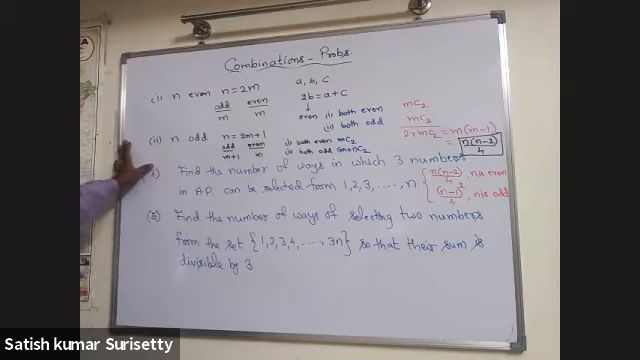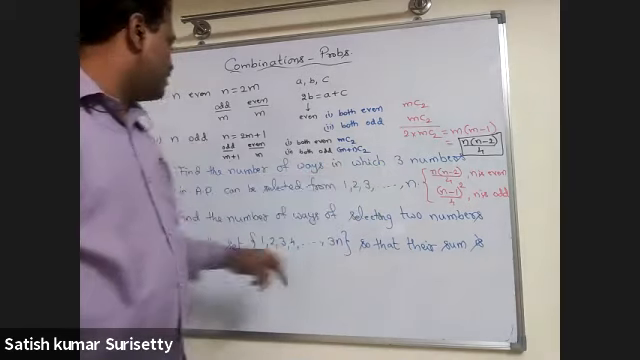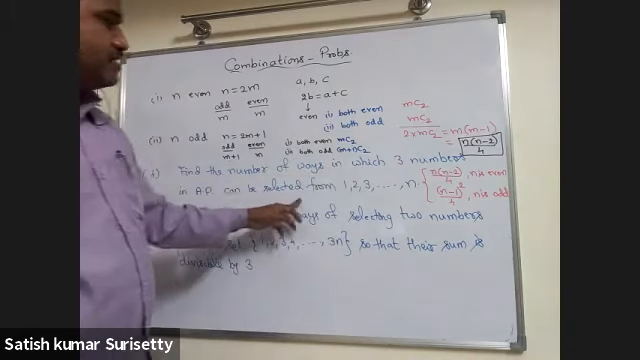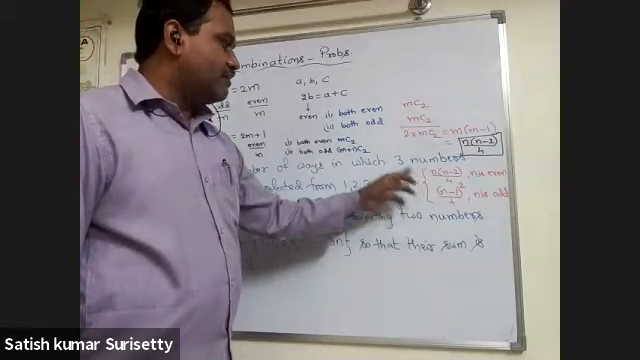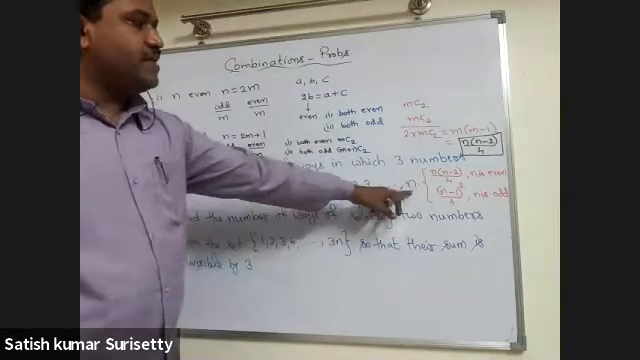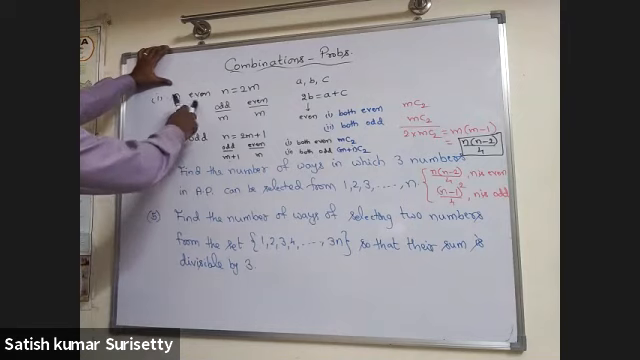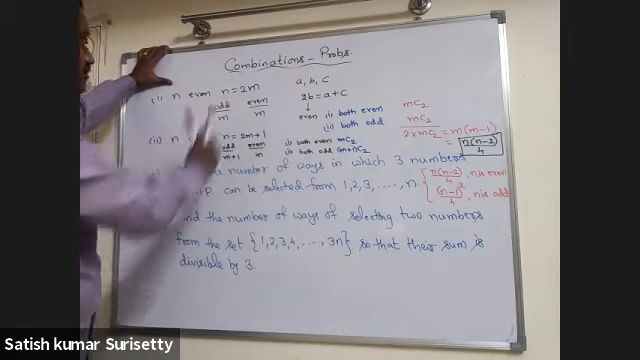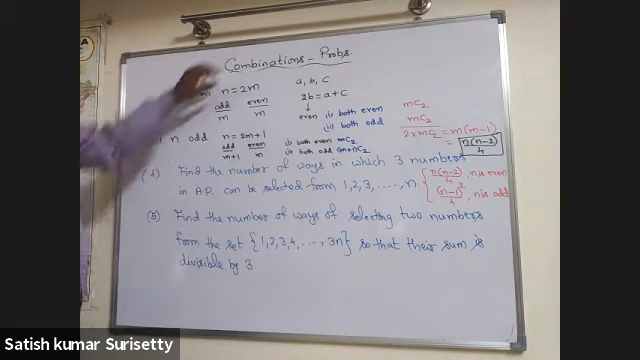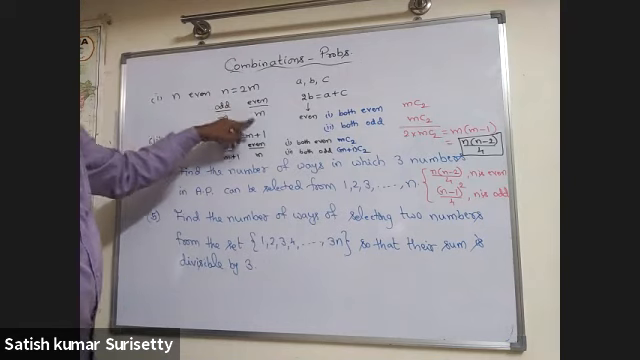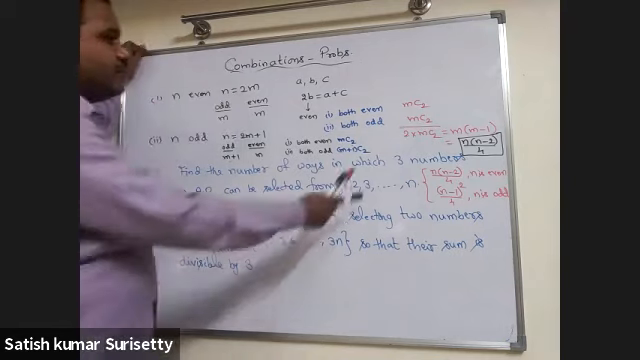So for the fourth problem, find the number of ways in which 3 numbers in arithmetic progression can be selected from 1 to n. You have to consider 2 cases. n can be even or n can be odd. Now let us consider the first case. When n is even, then I can take n equal to 2m. Now out of 2m numbers, there will be m odd numbers and m even numbers. And we need to choose 3 numbers.